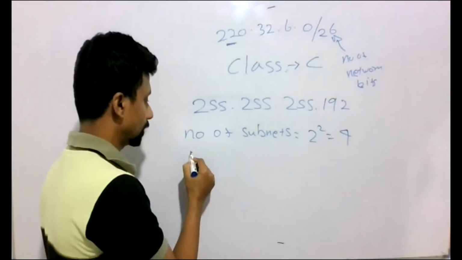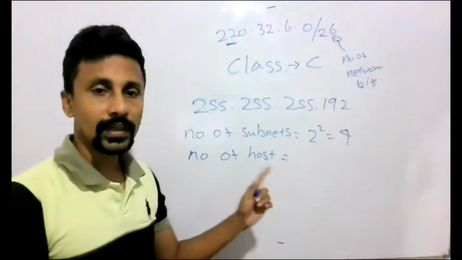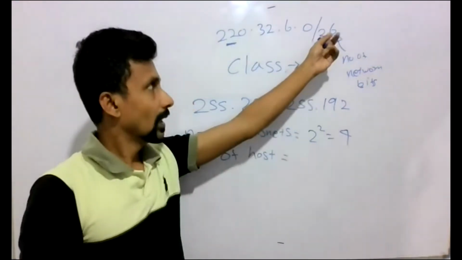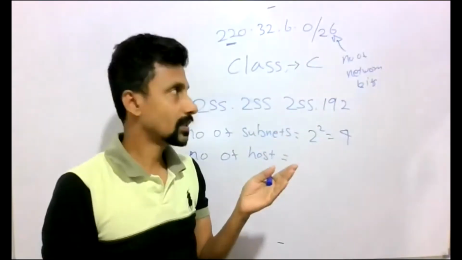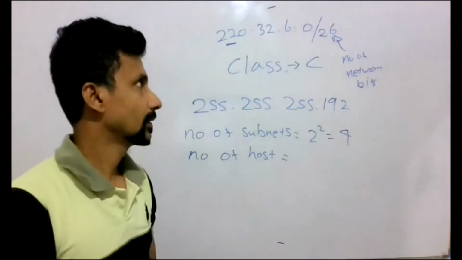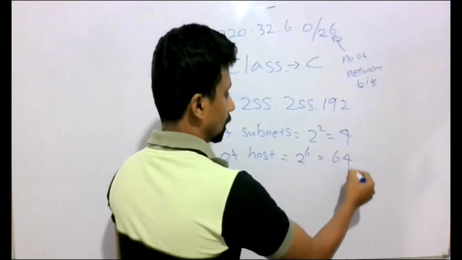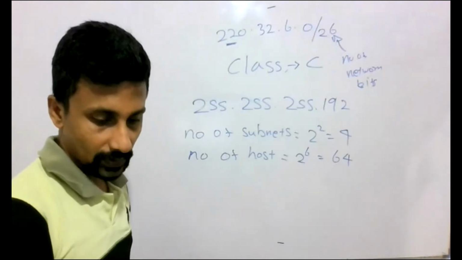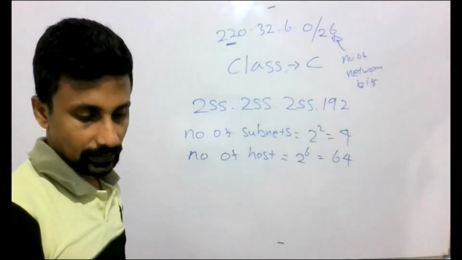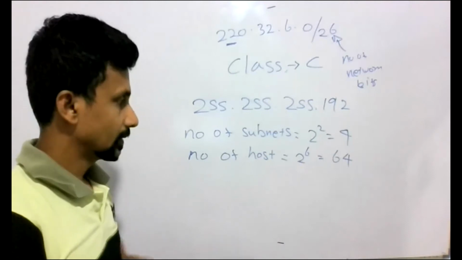Then number of hosts. How many hosts you can put in each network? When you subtract 26 from 32, you get 6. So 2 to the power 6, that is 64. But if I ask number of usable hosts, I didn't ask that part. I am asking class, subnet mask, number of subnets and number of hosts. This is number of hosts.